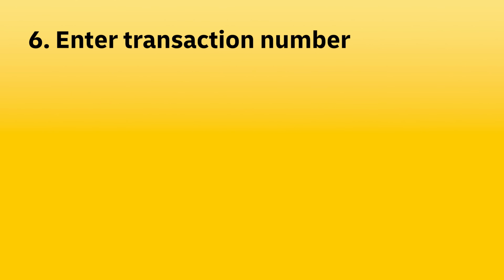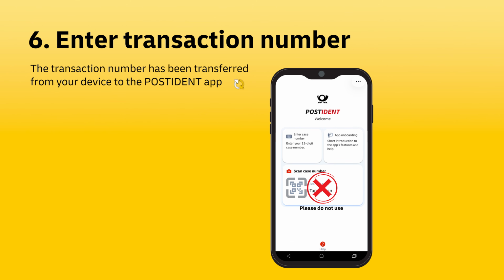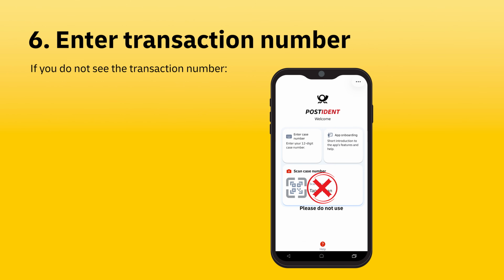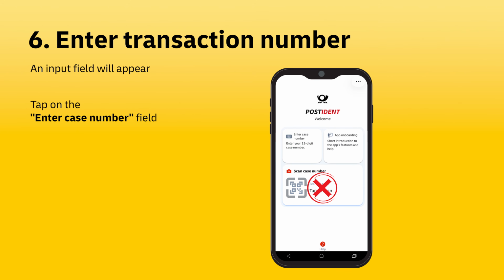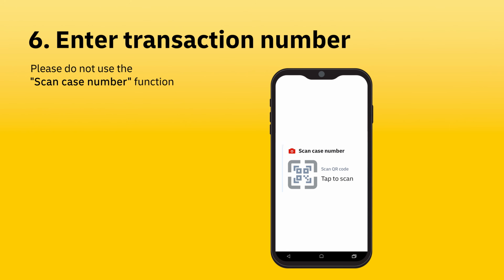6. Enter transaction number. The transaction number has been transferred from your device to the POSTIDENT app. If you do not see the transaction number, tap on the Enter Case Number field. An input field will appear. You can paste the 12-digit case number there. Tap on Send. Please do not use the Scan Case Number function.